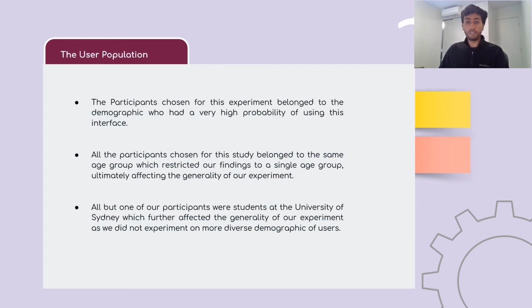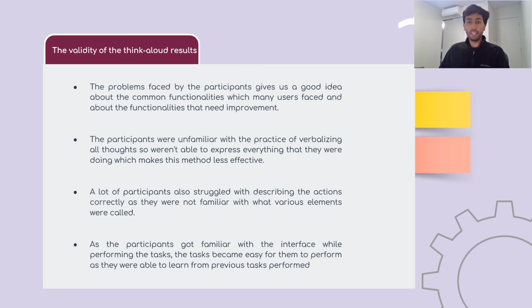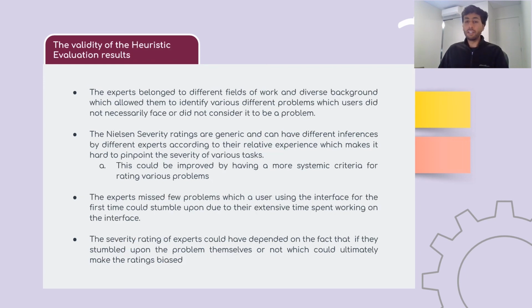Our chosen participant demographic belonged to the target users of our interface, but we also realized that they all belonged to the same age group and had a similar background, which restricted our findings to these particular demographics. Through our Think Aloud experiments, we were able to identify the common functionality problems faced by most users, but we noticed that the participants were not actually verbalizing everything and got stuck describing the actions at hand, which made this method less effective.